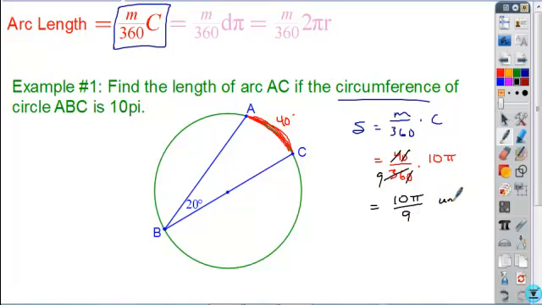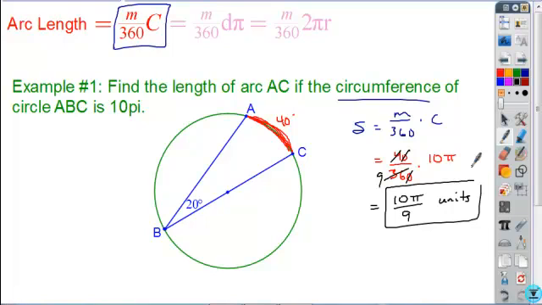Again, it is a measurement, so if you were writing this by hand, you would label your units. If you're entering your calculation online, you won't label units. But this would be one way to find arc length if you're given the circumference.